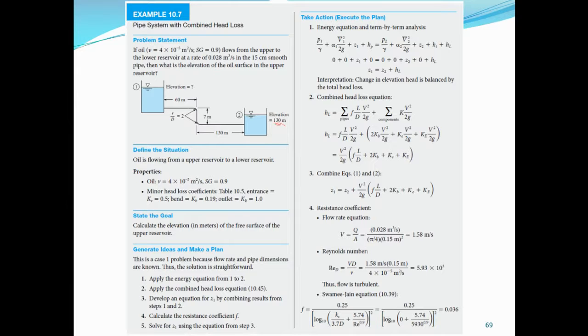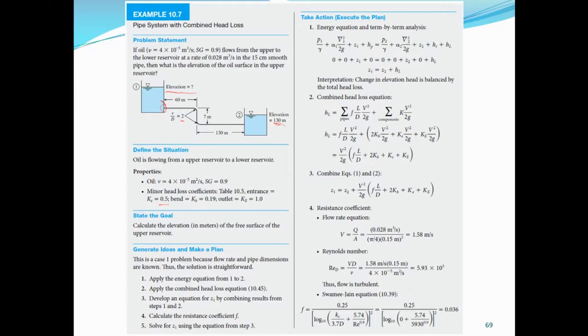We have the elevation in the lower reservoir, we want the elevation here. From here, you know you have to use the energy equation, okay? And you have R over D for both, R over D to be 2. This will guide us in getting the minor head loss coefficient. And the minor head loss coefficient in table 10.5 for entrance, because you have an entrance into the pipe, which is 0.5.